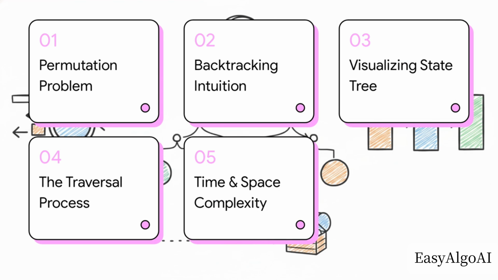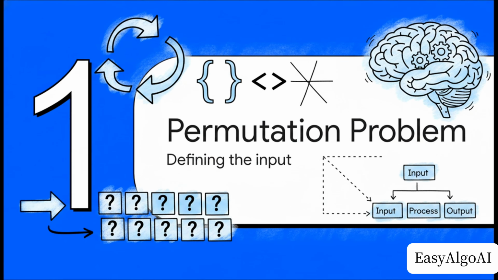Okay, here is our roadmap for the explainer. 1. The permutation problem. 2. The backtracking intuition. 3. Visualizing the state tree. 4. The traversal process. And finally, 5. Time and space complexity. Let's kick things off with part 1, the permutation problem.